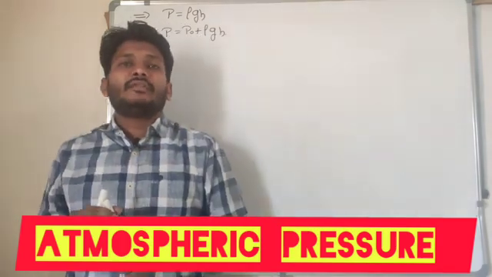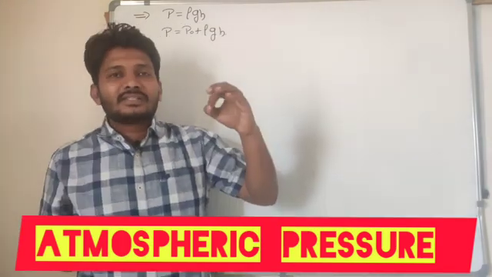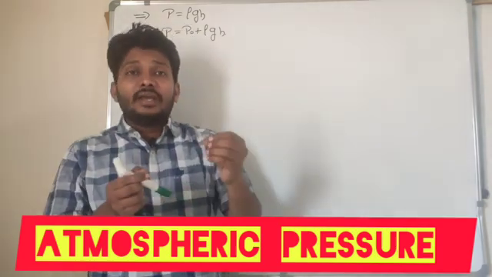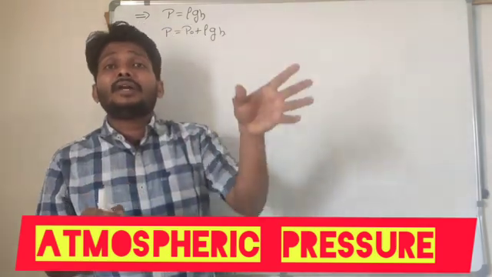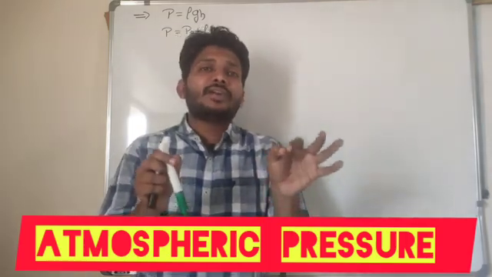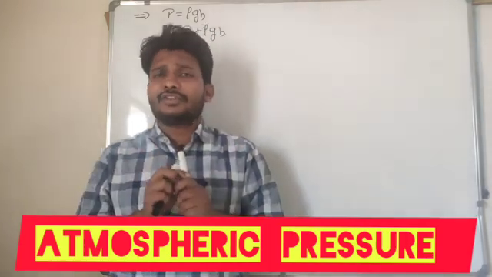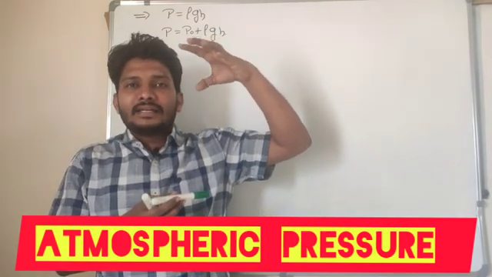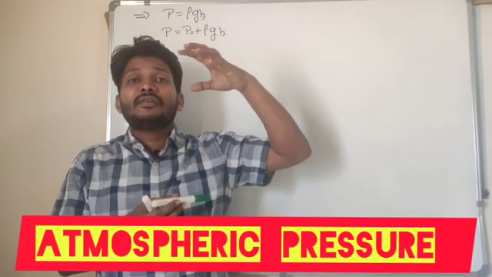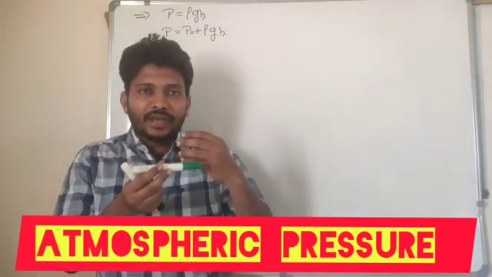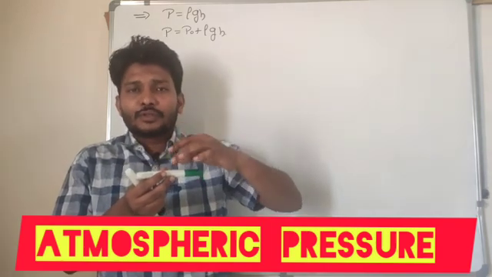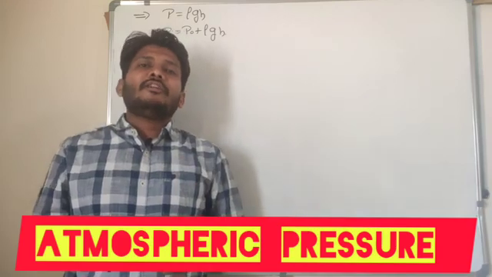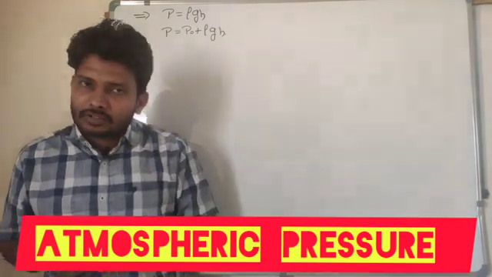So what's the meaning of atmospheric pressure? The force exerted by the air on the body, perpendicular to the surface of the body, is atmospheric pressure. In simpler terms, air exerts a force on the body, and that force is perpendicular to the surface of the body. That kind of pressure we call atmospheric pressure.